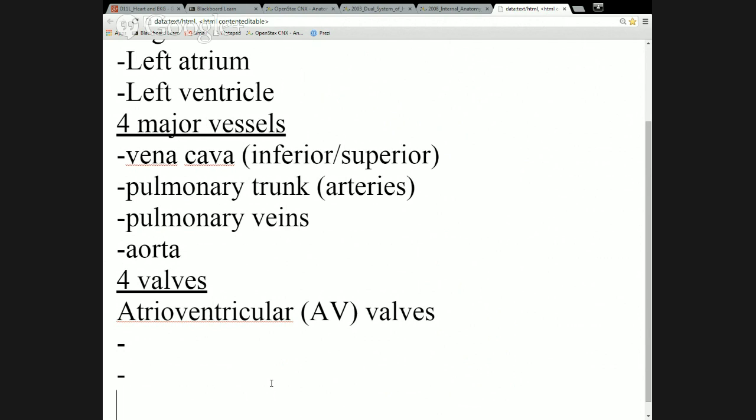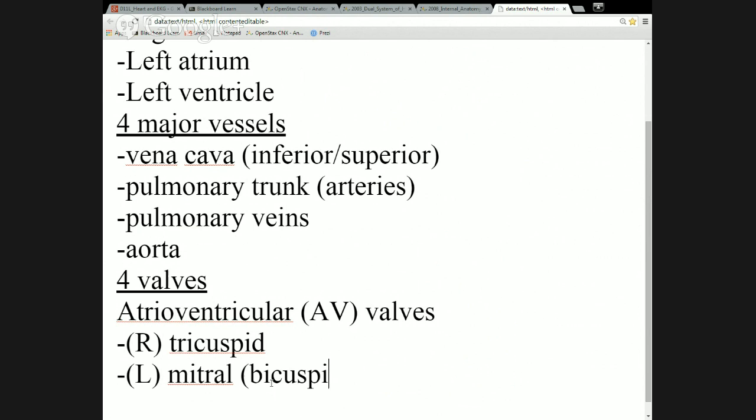that's true. The point of a valve is to ensure that blood flows in only one direction. So these AV valves make sure that the blood from the atria is going down into the ventricle. On the right side, that is the tricuspid valve. And on the left side, it's the mitral valve, which is also known as the bicuspid valve. So bicuspid and tricuspid obviously sound kind of similar, different number of cusps. But actually, the bicuspid valve is more often referred to as the mitral valve.